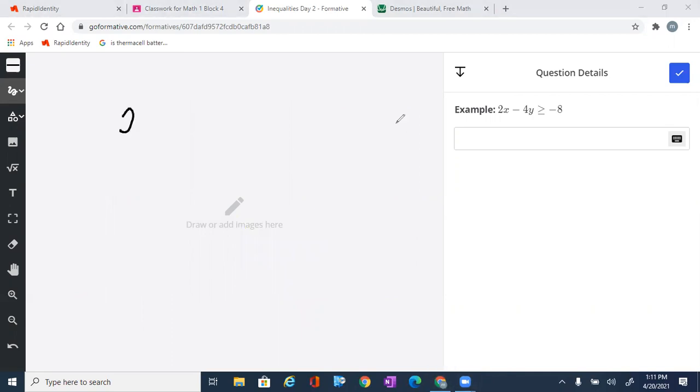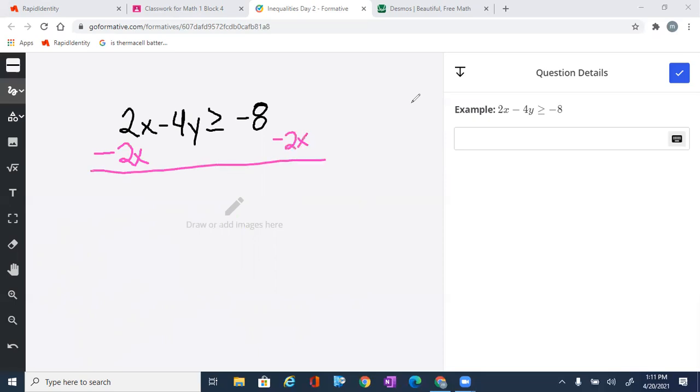Okay, so I'm going to take 2x minus 4y is greater than or equal to negative 8. And the exact same thing. I'm going to move the term that is 2x, meaning I'm going to subtract that 2x over. Okay, and notice once again, I make sure that I line that negative 2x up away from that negative 8 so I don't accidentally combine them. I'm going to bring down the negative 4y is greater than or equal to negative 8 minus 2x.